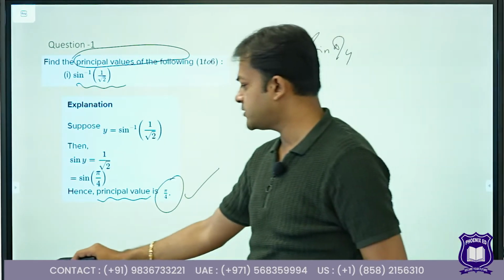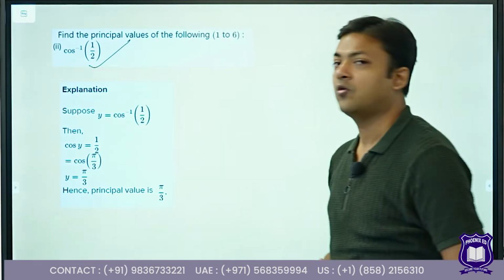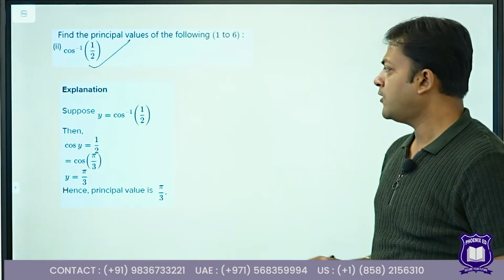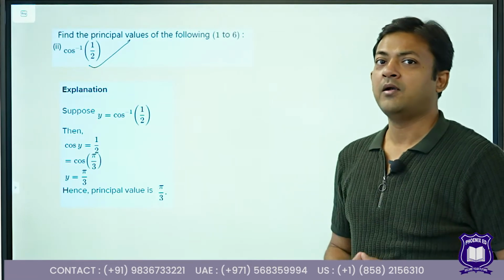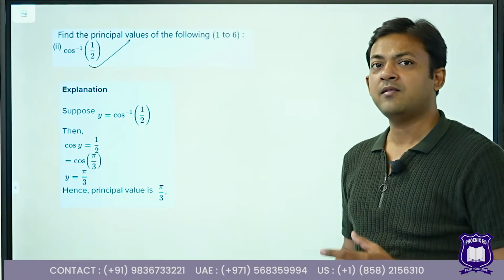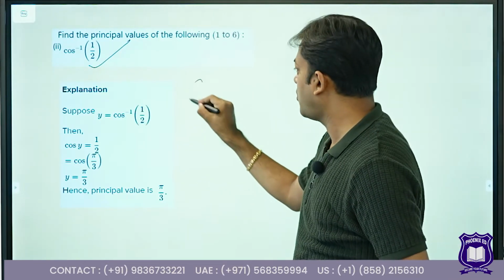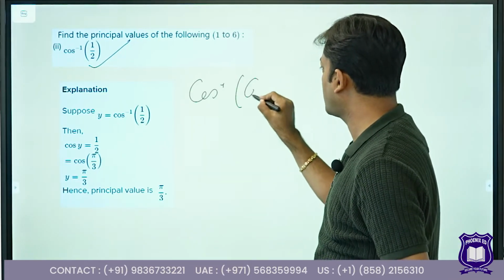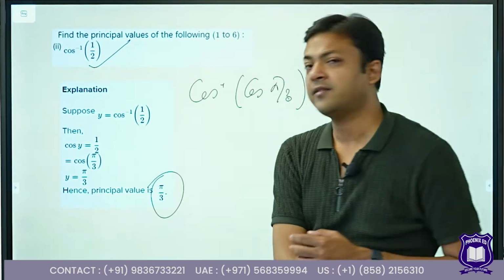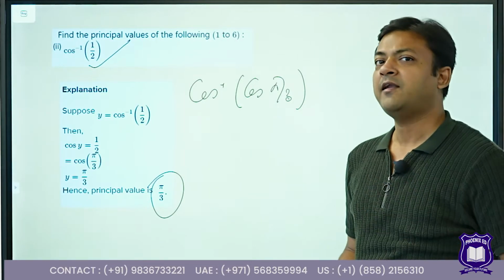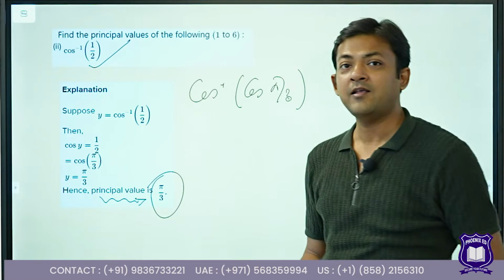Let's go on to the next question. The question says cos inverse of 1 over 2. For solving cos inverse half, we know that half is equal to cos of pi by 3. Since cos of pi by 3 is the value of half, cos inverse of cos pi by 3 can be simply written as pi by 3, and that's my principal value.